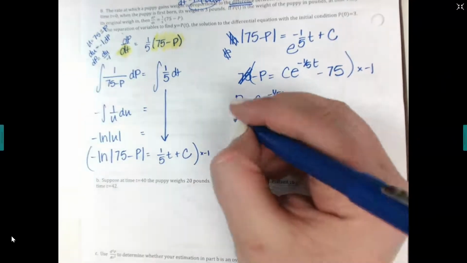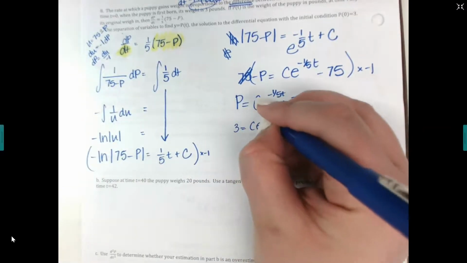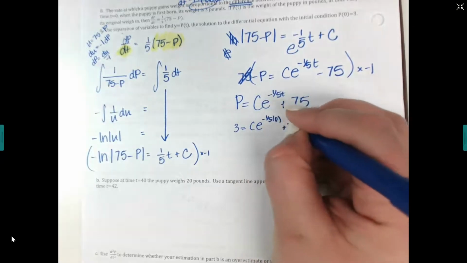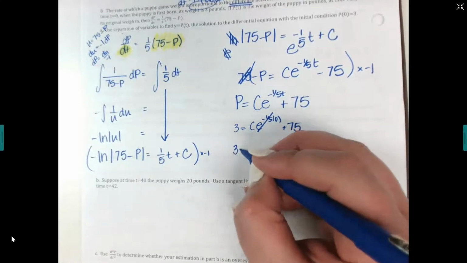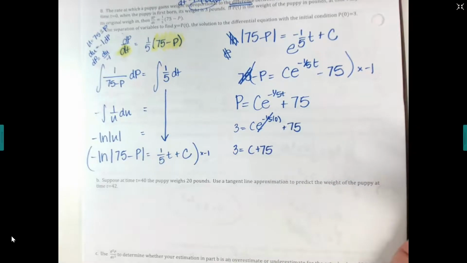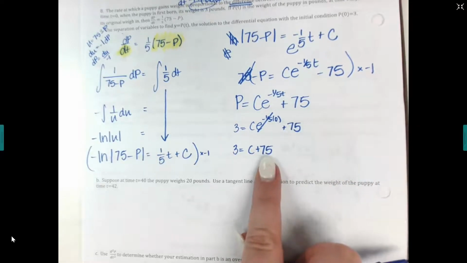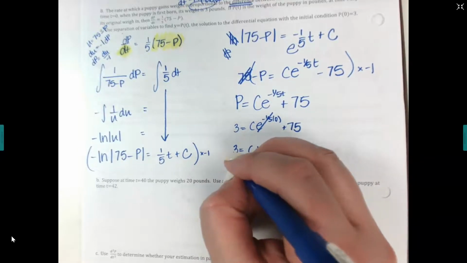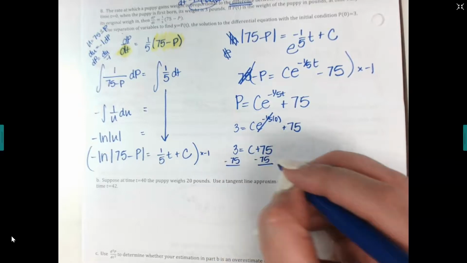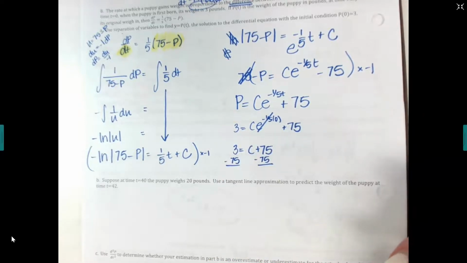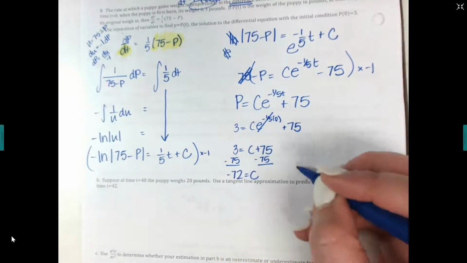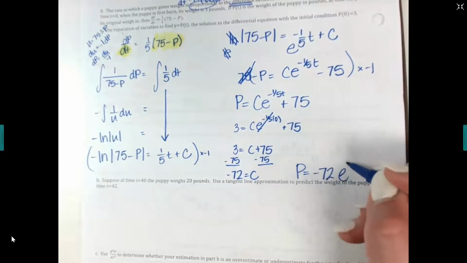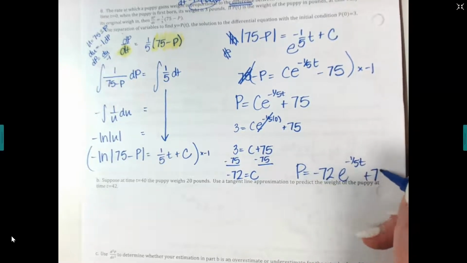I'm going to plug in 3 as the puppy's weight. C e to the negative fifth of 0 plus 75, that's a 1. So then really I have 3 equals 1c plus 75. That 75 makes a difference. What does my c come out to be? Not 3, negative 72, because I have to minus it across. Does that make sense? So if your equation isn't ce to the kt, then be really careful about making assumptions of what c is. So c is negative 72, then p is negative 72 e to the negative a fifth t plus 75.